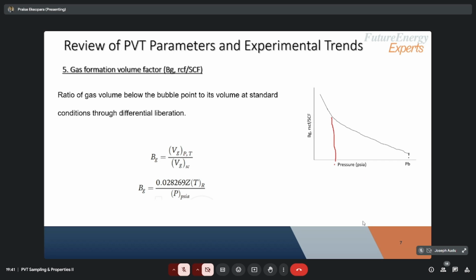So there are two ways of doing this. Either you estimate it from your differential liberation experiment, or you make use of your fluid compositional analysis method, whereby, as you can see, you have your Z factor here, right? Then you have a temperature and pressure. You can always estimate it and validate your answer too.